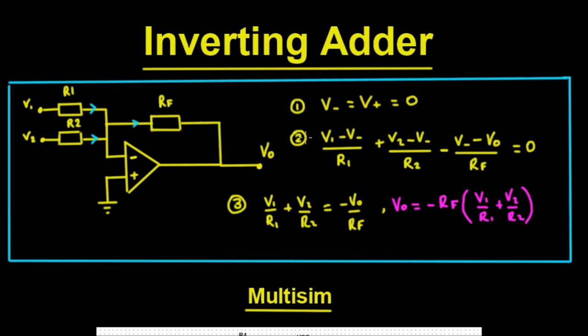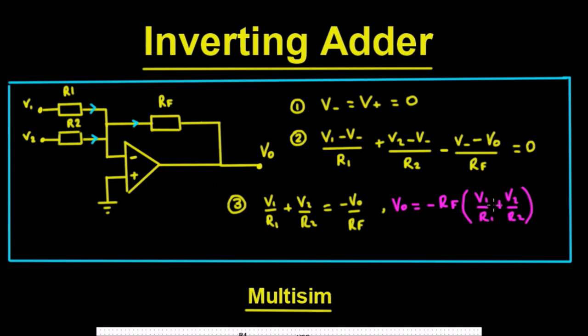Okay, and we can then use the fact that V minus equals V plus equals 0, and we can replace all the V minuses with 0, so you're just going to be left with V1 upon R1 plus V2 upon R2, and that minus will cancel out with that minus there, and V minus is 0, and whenever we take it all across here it'll become a minus, so it'll be minus V out upon RF, and then we can transpose that for V out. So V out is going to equal minus RF times V1 upon R1 plus V2 upon R2.